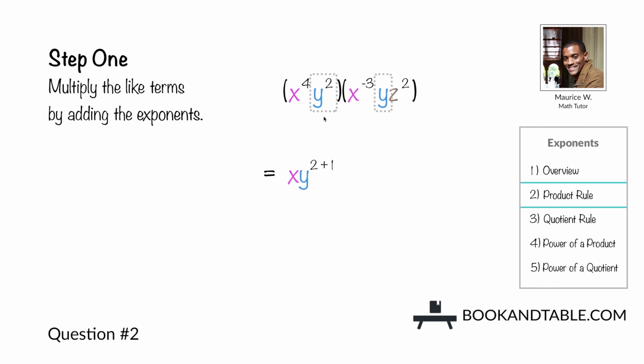We multiply our y's, y to a power of 2 times y to a power of 1 is equal to y to a power of 2 plus 1, which is 3. We do not have a z term in this expression, but we have one over here. So we just bring this down. Since we're multiplying all of these terms, we're multiplying this times the product here. So our final answer is x times y to the 3rd times z squared.